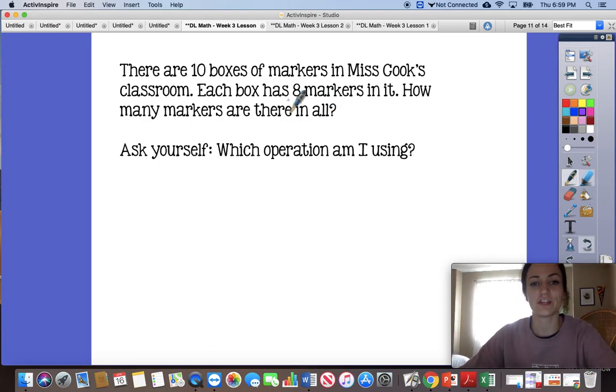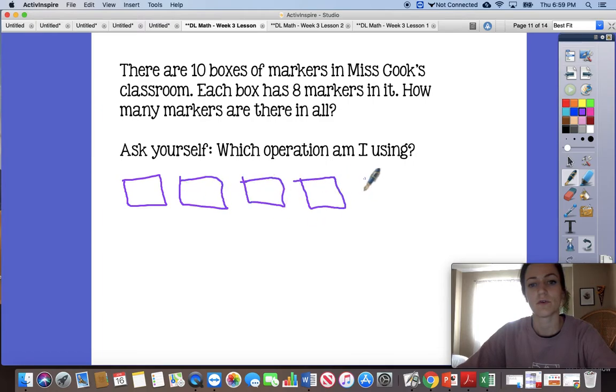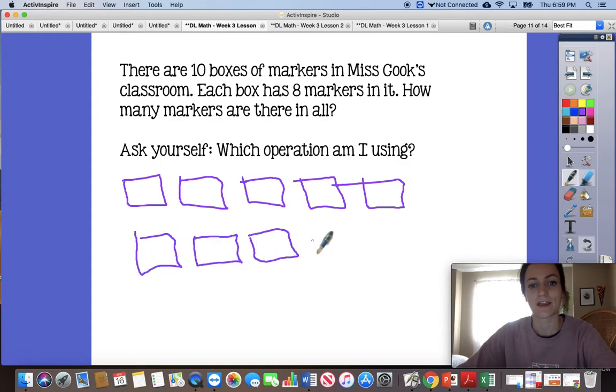All right, so hopefully you drew a picture of it. I'm going to draw a picture. If she has 10 boxes and there's 8 markers in each, so I'm going to draw 10 boxes. 3, 4, 5, 6. These are bad boxes. 7, 8, 9, 10 boxes, and there's 8 markers in each. So I'm going to put 8 markers in each one.